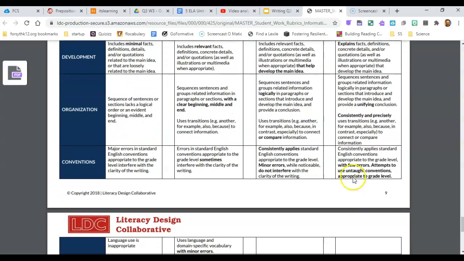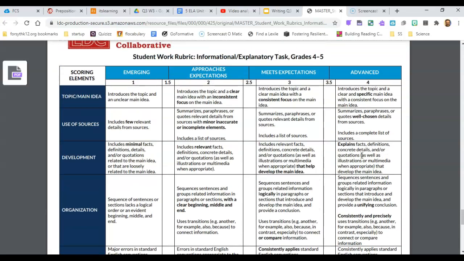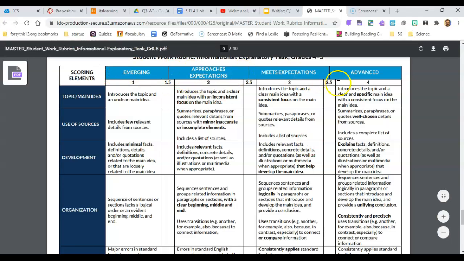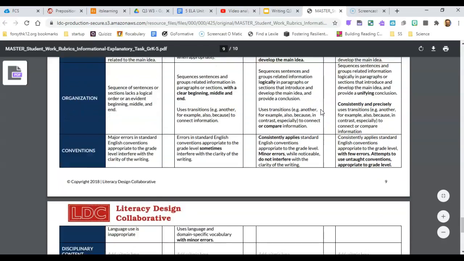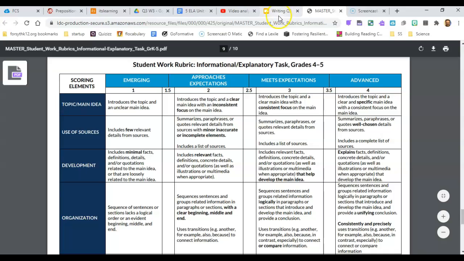And then conventions is just grammar, spelling, punctuation. Did you catch those errors? Read over things multiple times. Okay, and so maybe have somebody else, your learning coach, read over it. But here is how you will be graded. And I think this is a very detailed thing that will help you as you think about how you're graded.